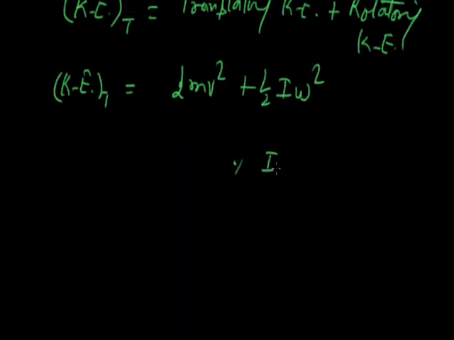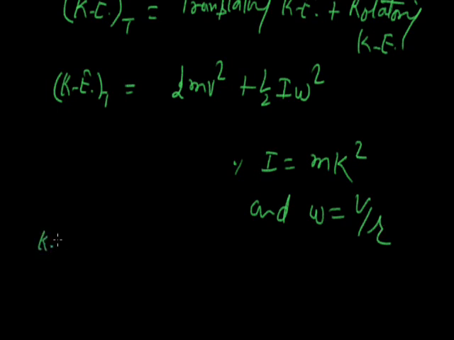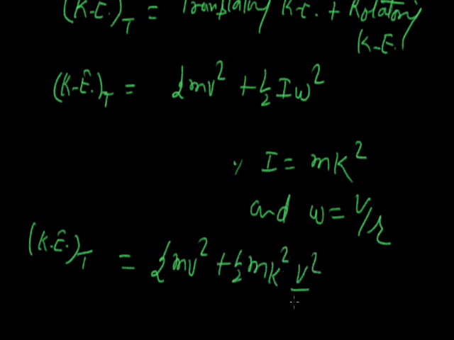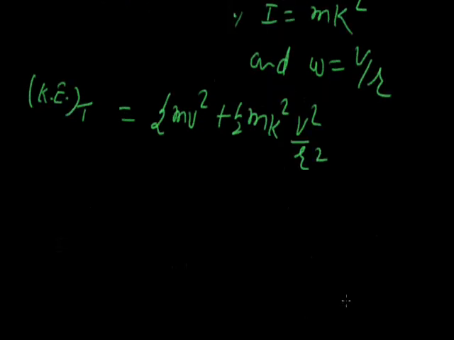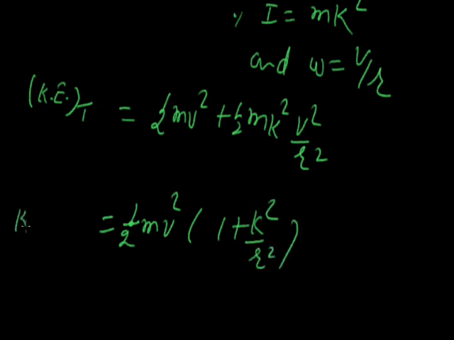Because I is given by mk square and omega is v upon r, we can also write the total kinetic energy in rolling motion as half mv square plus half mk square into v square upon r square. We take half mv square as common, it gives 1 plus k square upon r square. This is the total kinetic energy in the rolling motion.